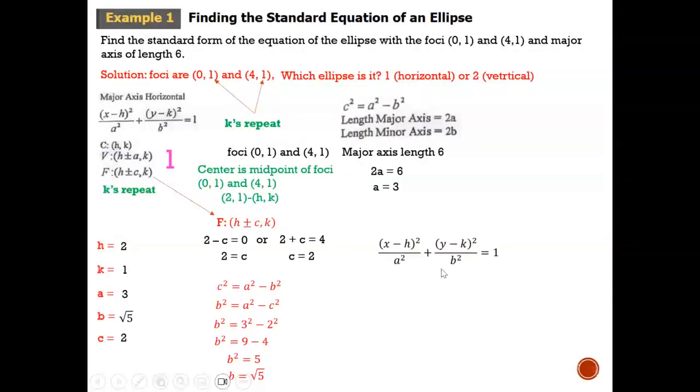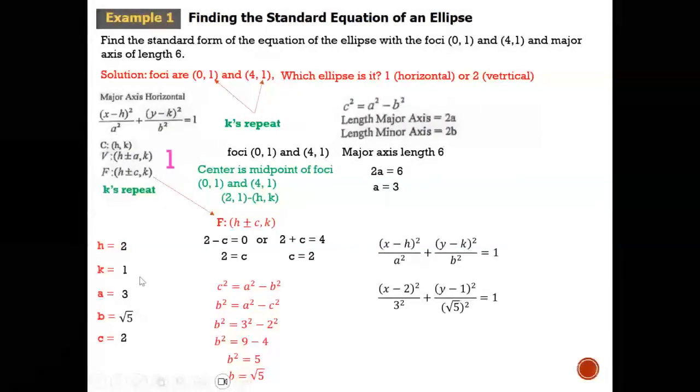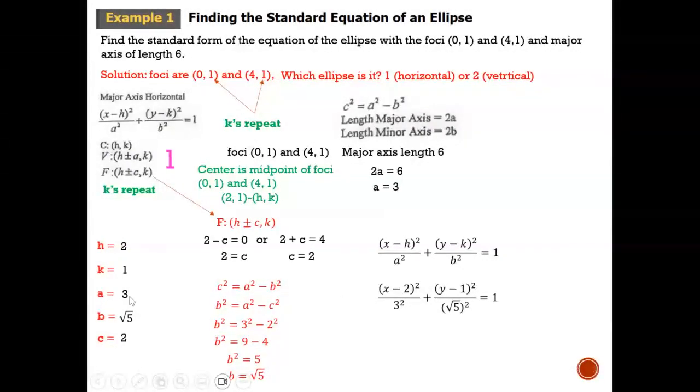Now, let's go to the formula. Okay, I'm going to plug in all the components. I'm plugging in the h, the k, the a, and the b. My h is 2, my k is 1, my a is 3, and my b is square root of 5. So let's simplify it. It's going to give us (x minus 2) squared divided by 9 plus (y minus 1) squared divided by 5 equals 1. This is the standard form that we're looking for of the ellipse.